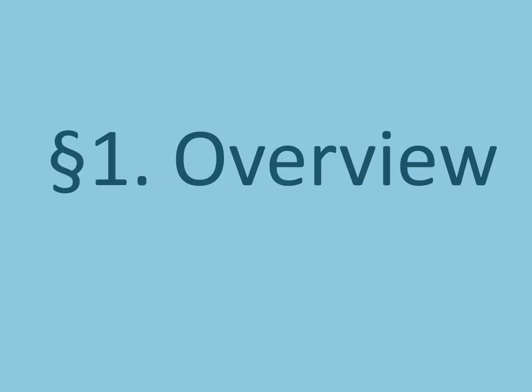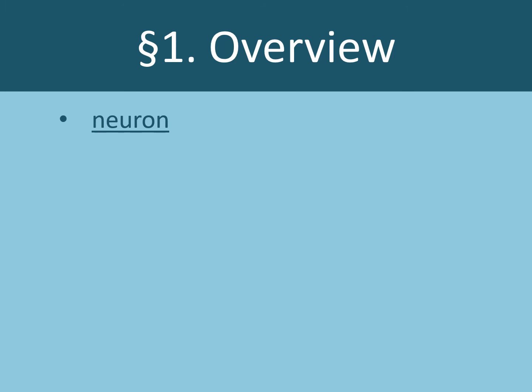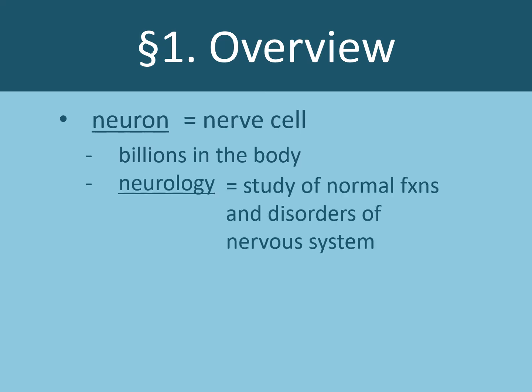Section 1, an overview of the nervous system. The functional unit of the nervous system is a cell type called the neuron, or nerve cell. We have billions of neurons in our body. Neurology is the study of the normal functions and disorders of the nervous system. A neurologist is someone who treats the nervous system medically, whereas a neuroscientist is a person who studies the nervous system in a laboratory setting.